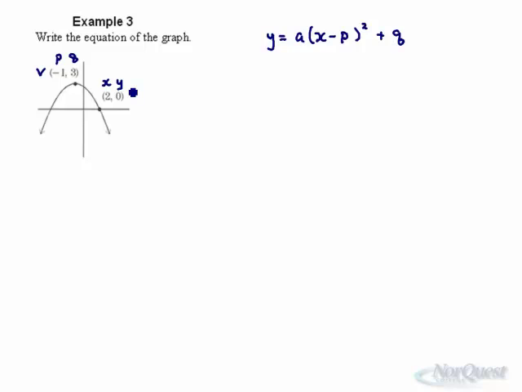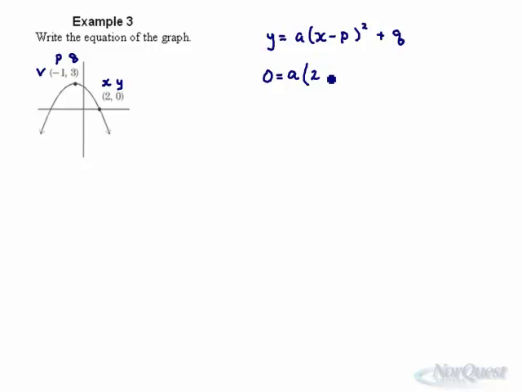And then once you know a, put in p, q, and a, and there's your equation. So I'll show you how that's done. Do the substitution. Y is going to be 0. A I don't know. X is going to be 2. P is going to be negative 1.